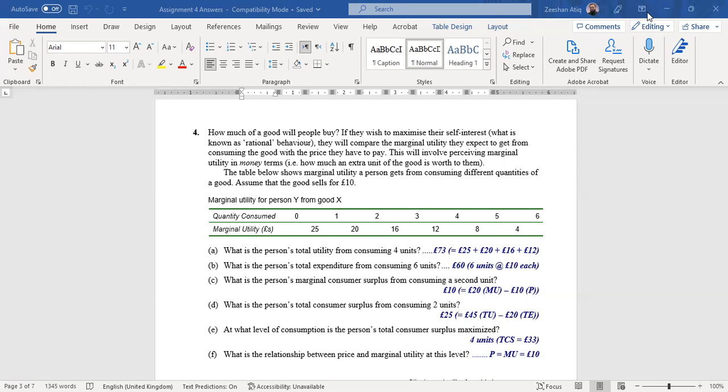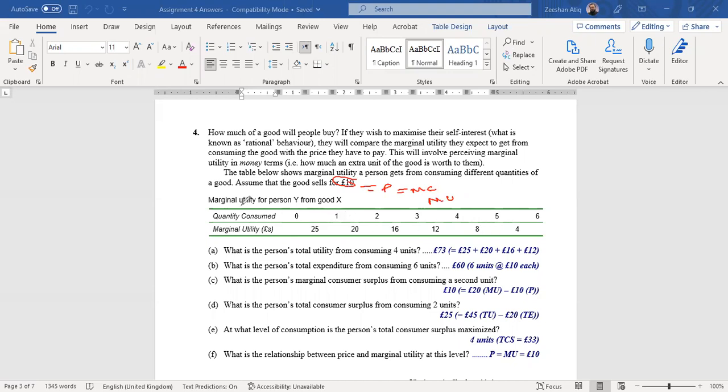The table below shows the marginal utility a person gets from consuming different quantities of a good. Assume that the good is sold for 20 pounds. When we talk about selling at 20 pounds, we are actually setting the price of this particular commodity. This price is the marginal cost. So what we are doing here is comparing the additional cost of the consumption with the additional benefit, and that benefit you are getting in terms of marginal utility.